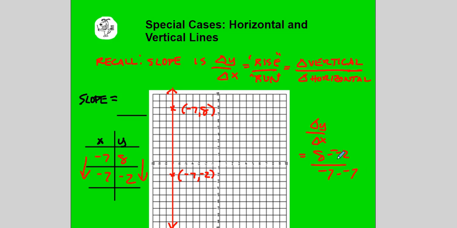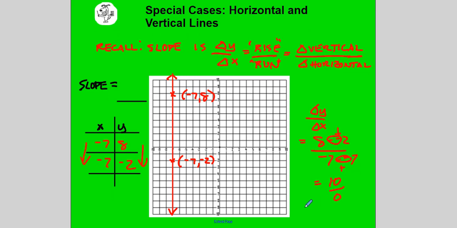Well, that's plus, so 8 plus 2 is 10. This is plus, so -7 plus 7 is 0. Well, you can't have division by 0. So the slope of a vertical line is always undefined. We say it's undefined or has no slope.